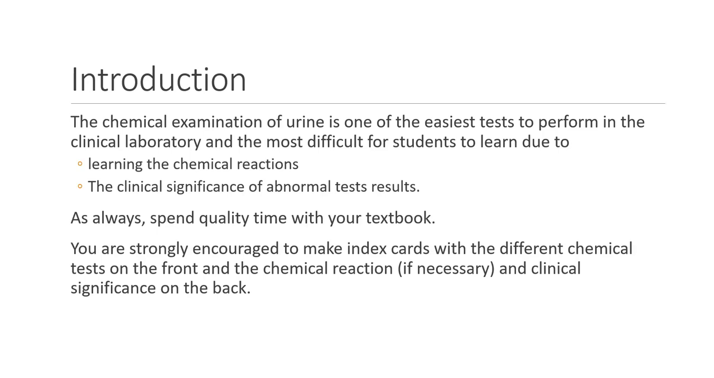As always, spend quality time with your textbook. I strongly encourage you to make index cards with the different chemical tests on the front, and then on the flip side, the chemical reaction if necessary, and the clinical significance on the back. And don't just put the clinical significance of that one test. For example, if you have positive ketones and positive glucose, that may indicate out of control diabetes. So you would want to mention that on the card as well.